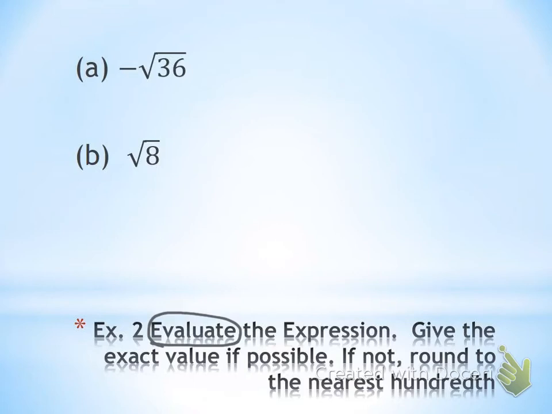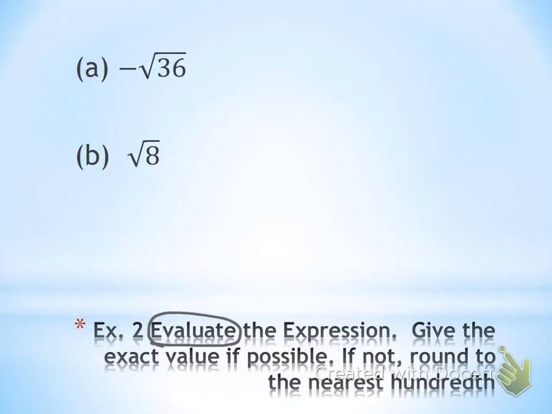All right, now it says give the exact value. So if you have a perfect square, when your answer comes out to be a whole number, it's called a perfect square. But if you get a perfect square, you're going to give me that exact value. If not, they want you to round to the nearest hundredth. How many decimal places is the nearest hundredth? 2. Very good.